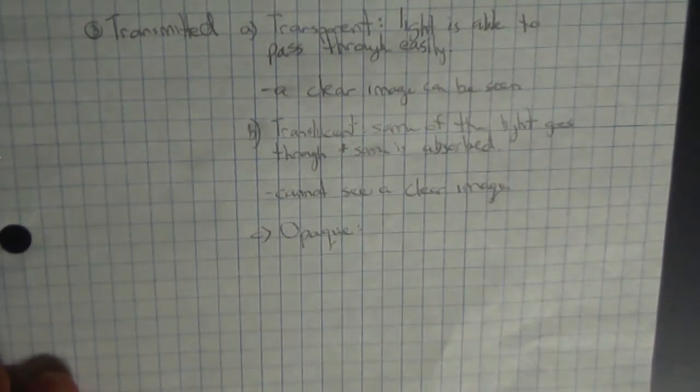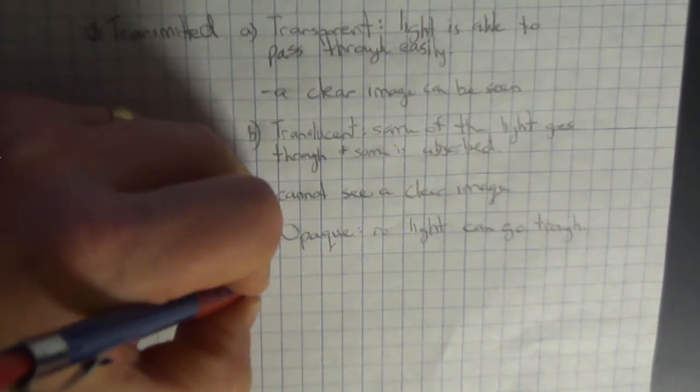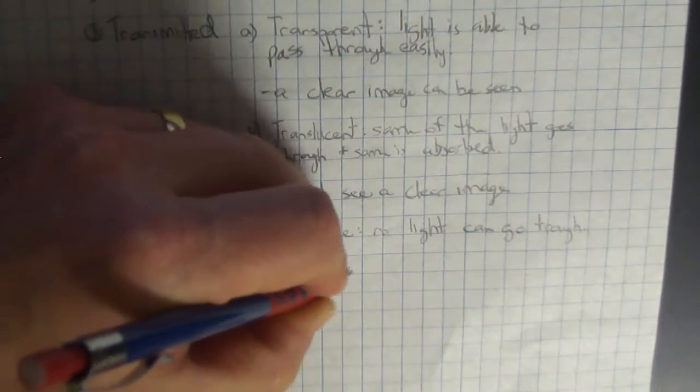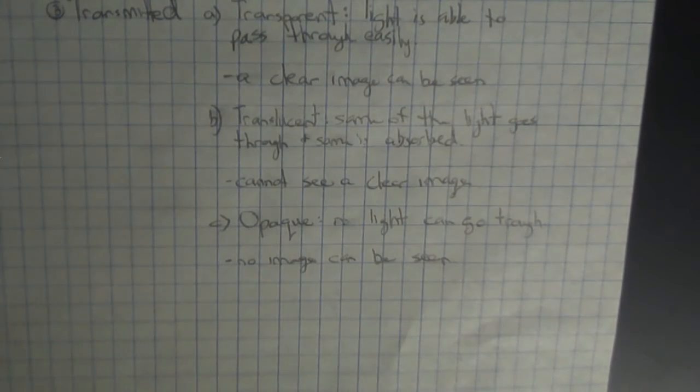Opaque. No light can go through, and therefore no image can be seen. So no light can go through and no image can be seen.